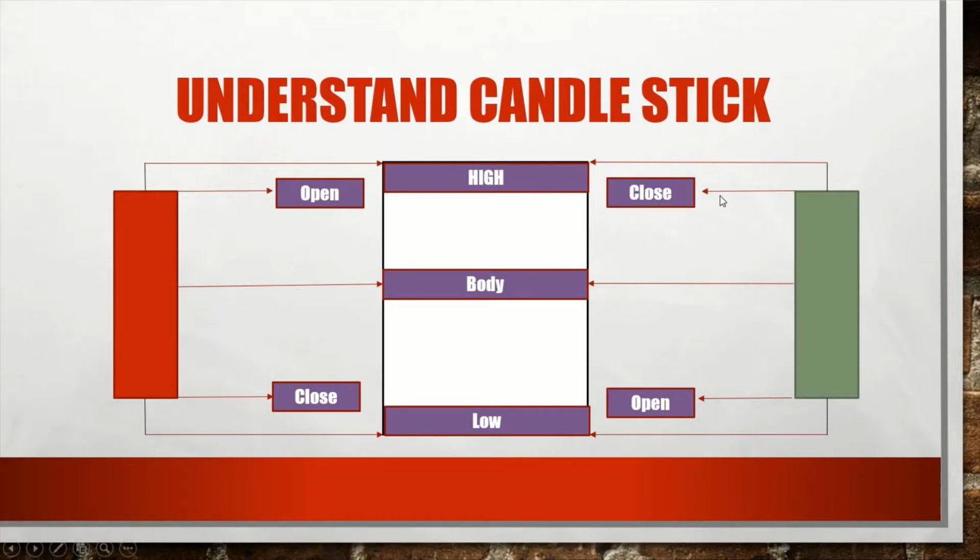And for the green candle, which is the bullish candle, the only difference is that the close and the open are inverted. So the price would open, make a low, then push to a high, then close. So price would close higher than its open. Alright, good.